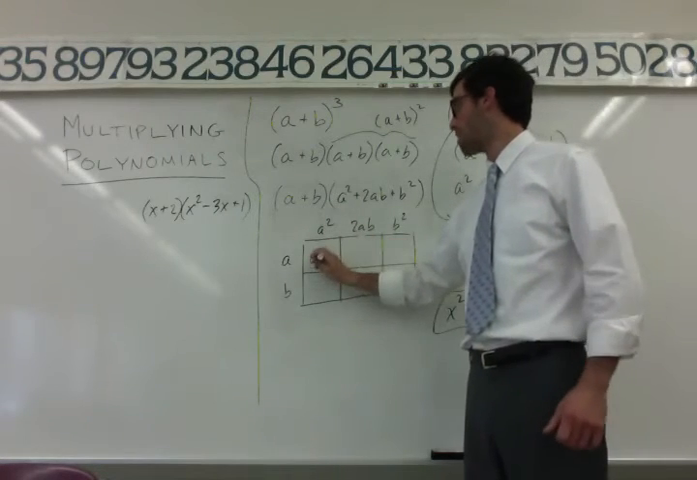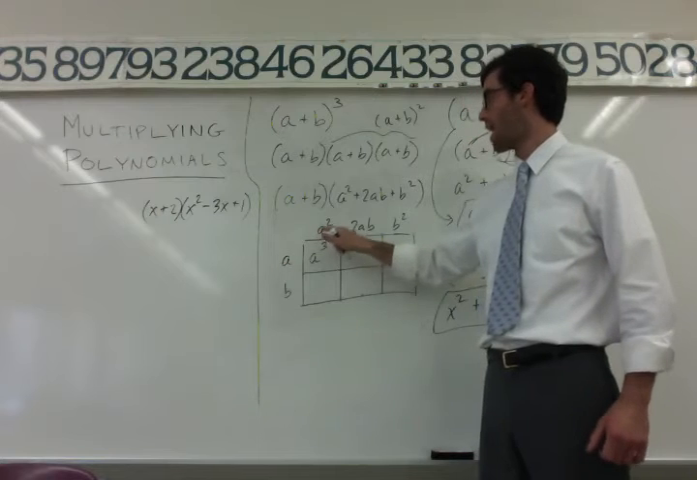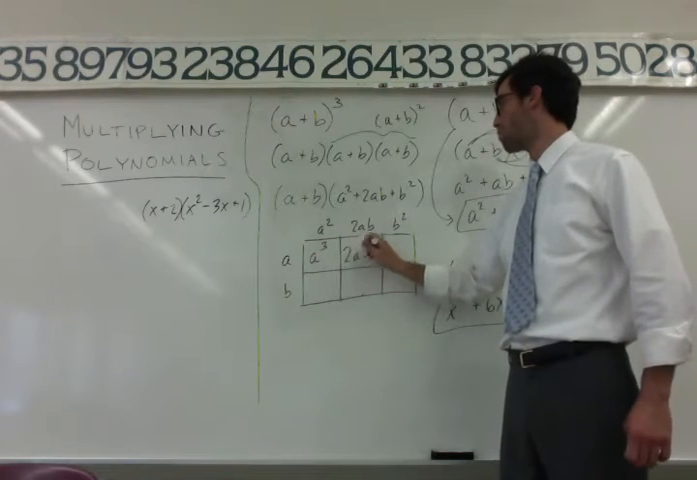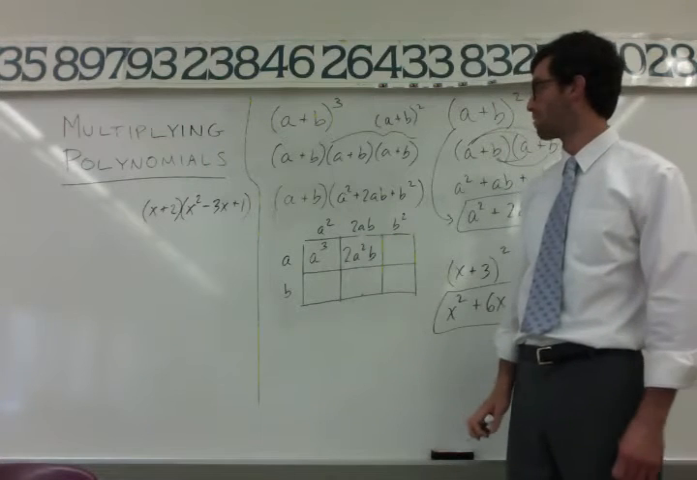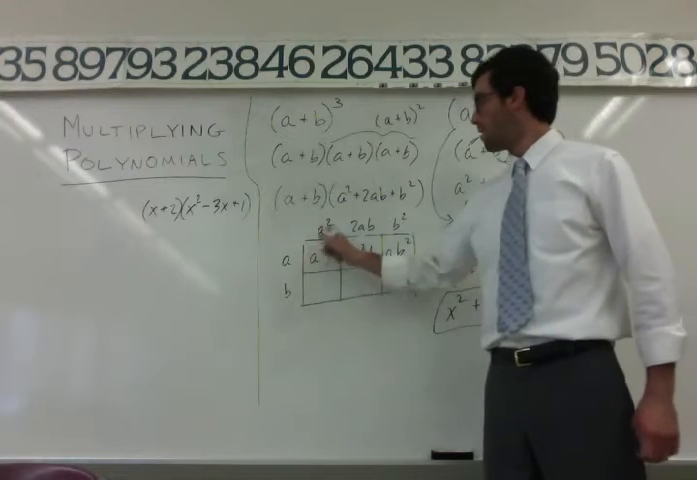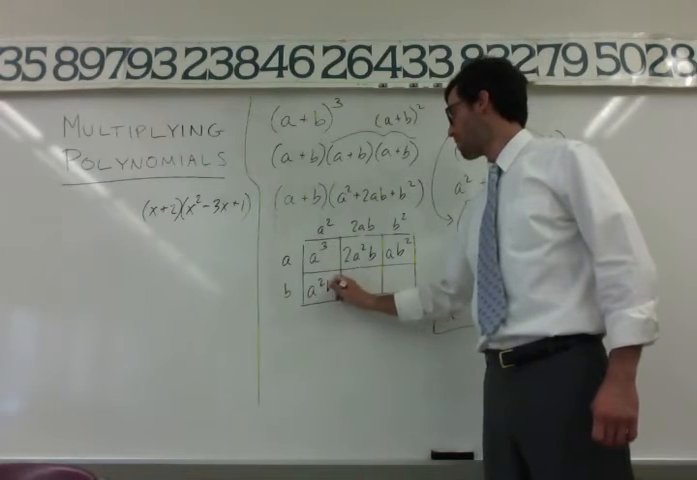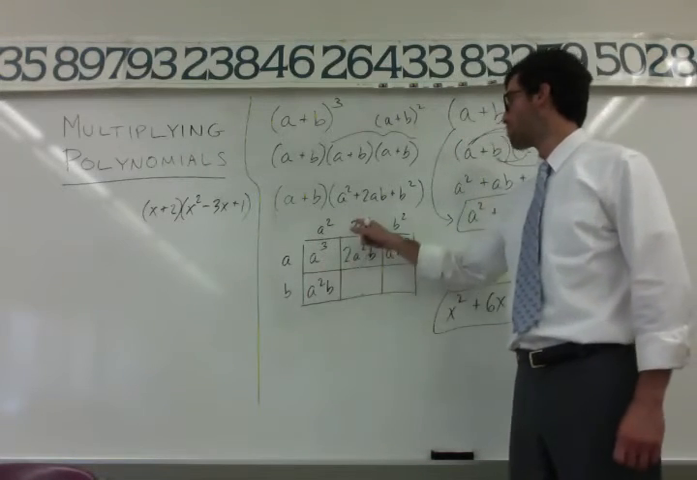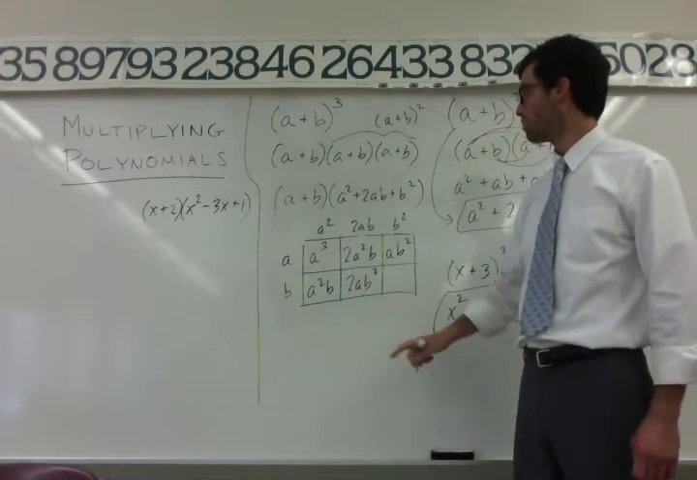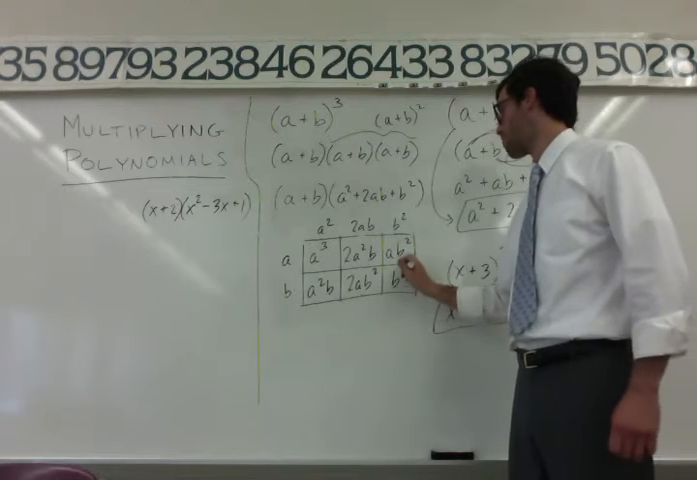A times a squared is a to the third, right? A times 2ab is 2a squared b, is how we would write that. A times b squared is just ab squared. A squared b is just a squared b. B times 2ab is 2ab squared. And then b times b squared is b to the third.